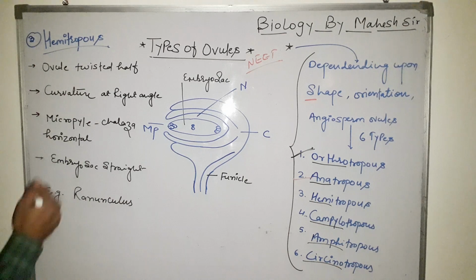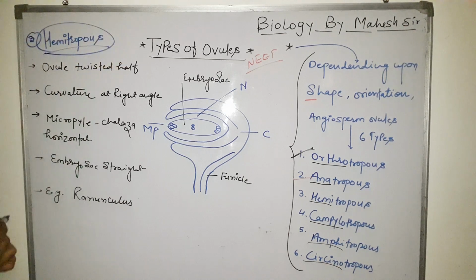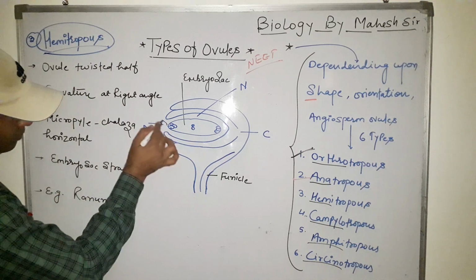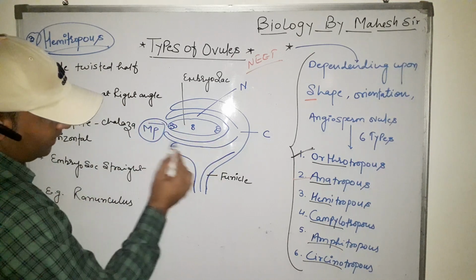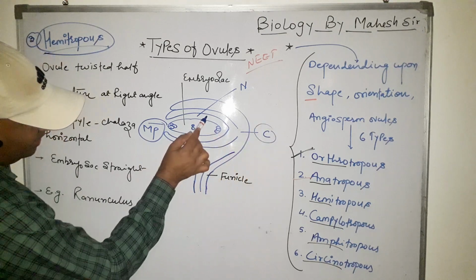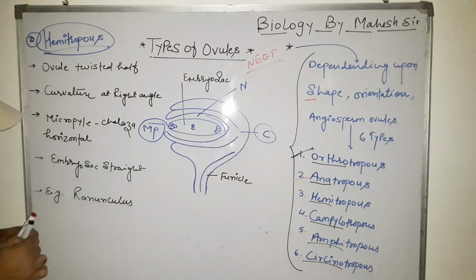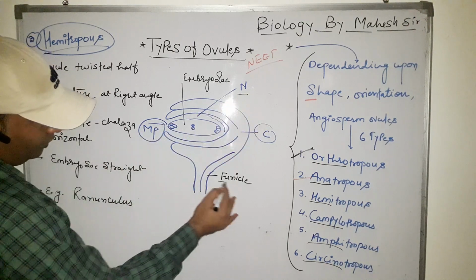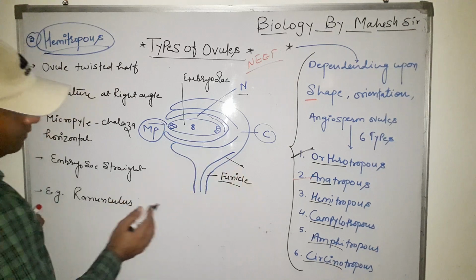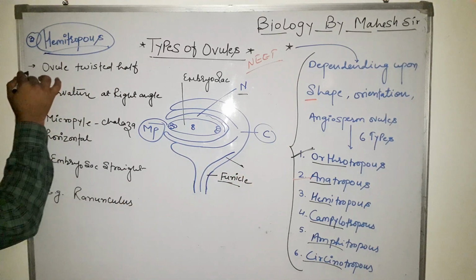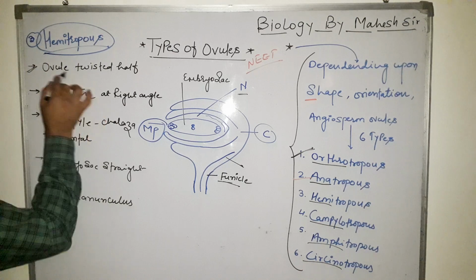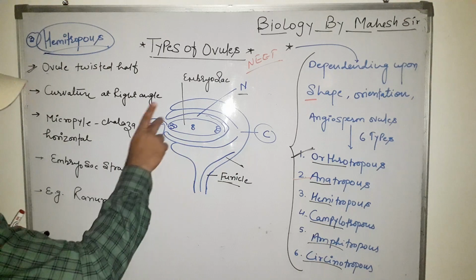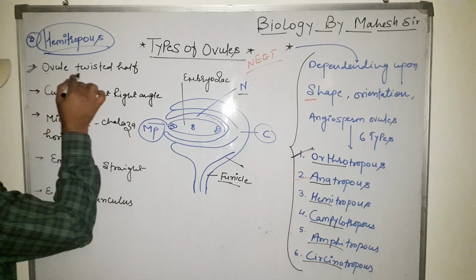Yes, the next ovule is hemitropous. Now we take the hemitropous. In this diagram of hemitropous, this is the micropyle, and just opposite to the micropyle is the chalaza. These are the nucellus cells, then the funicle, and then the hilum. So the first explanation is that the ovule is twisted half. It is twisted but only half, not completely twisted. So it is a half-twisted ovule.